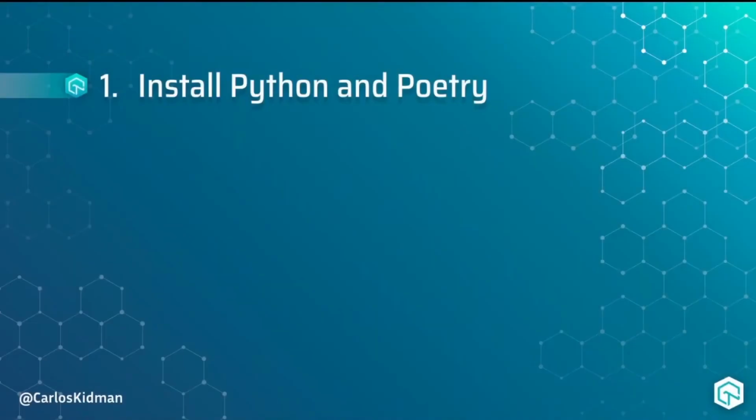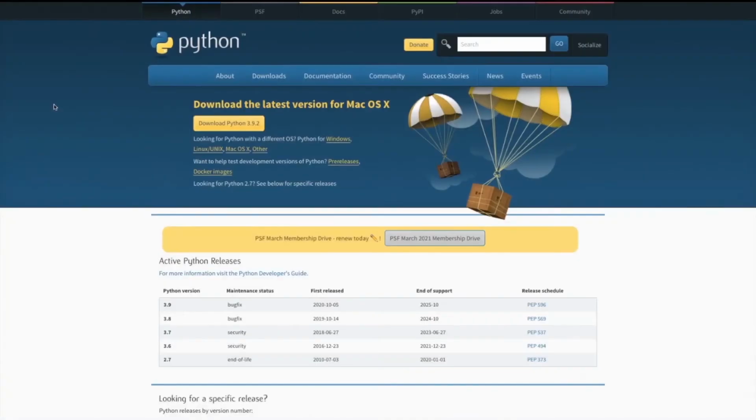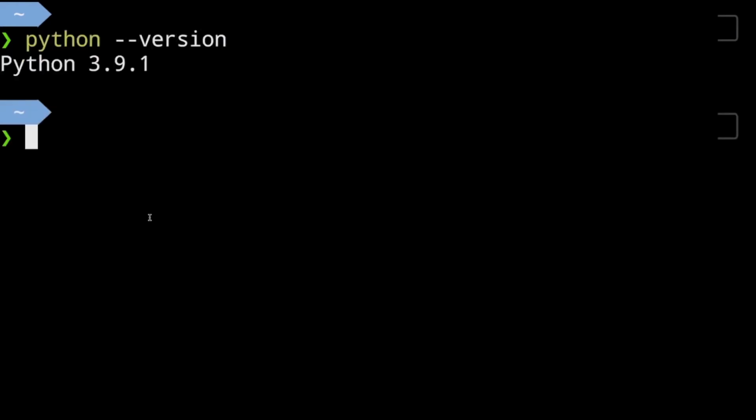Step 1 is to install Python and Poetry. There are a few ways to do this, but a manual installation should work just fine if you're starting out. So we'll install Python by going to python.org/downloads. The landing screen will look just like this with a button for you to download Python. Just click on that and follow the wizard and you should have Python set up. Once complete, you should be able to check your Python version by opening a terminal and running python --version. For me, you can see I have 3.9.1.